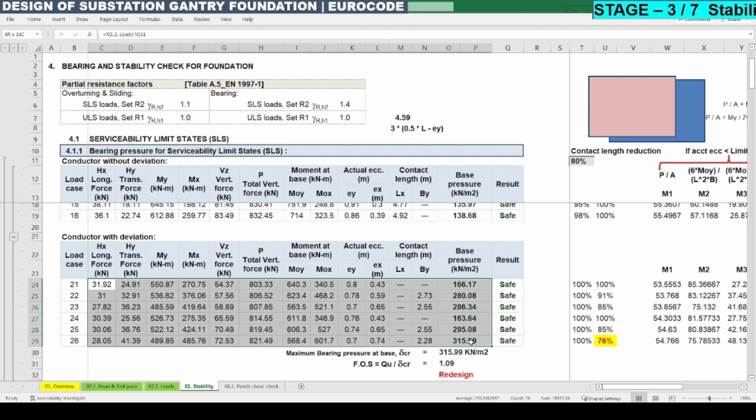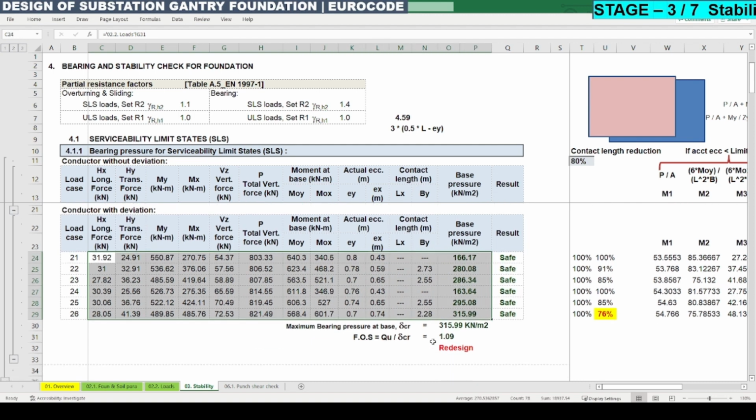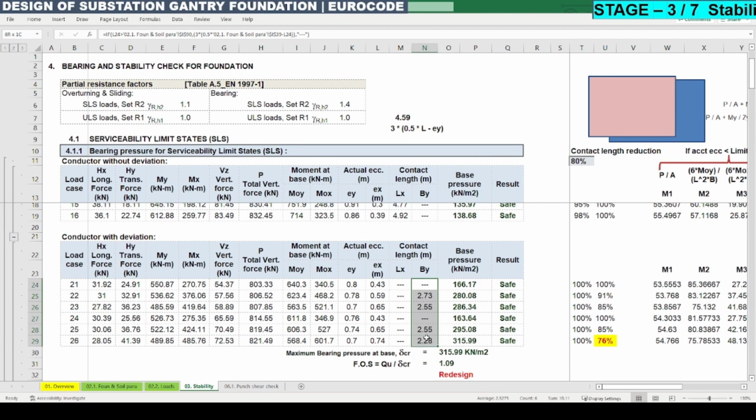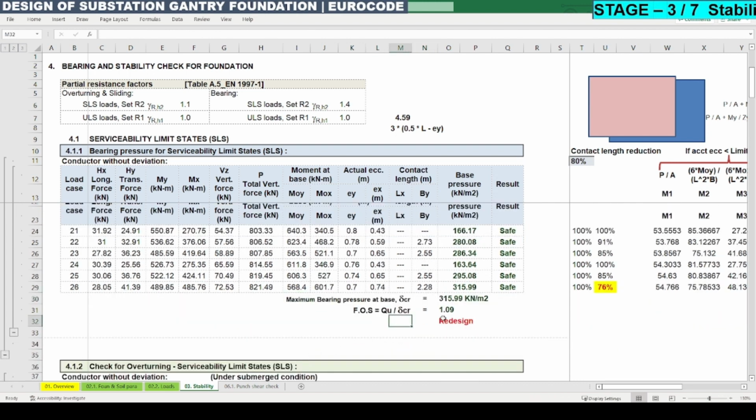It is the same way of calculation. When coming to here, you can see that there is some reduction in the other direction, that is the width direction also, due to this load case. And here it is stating it is redesign. It means this bearing stress factor of safety is less than the factor which is defined here.